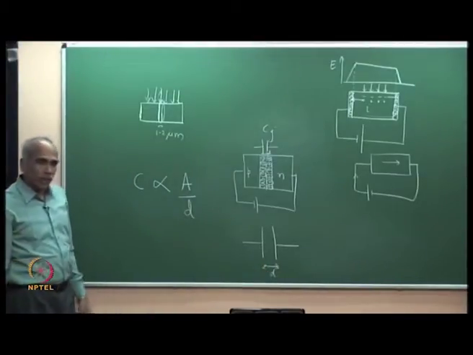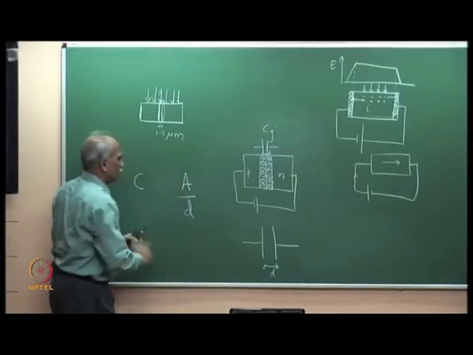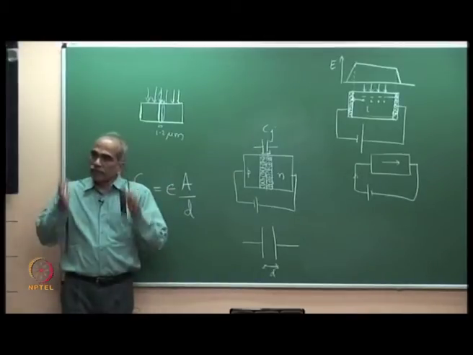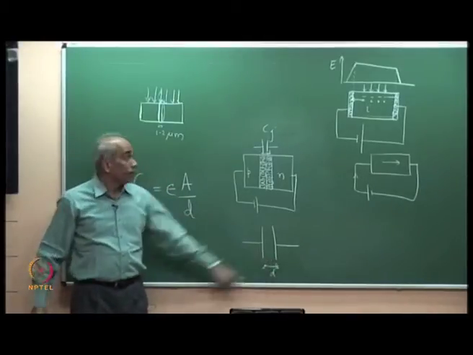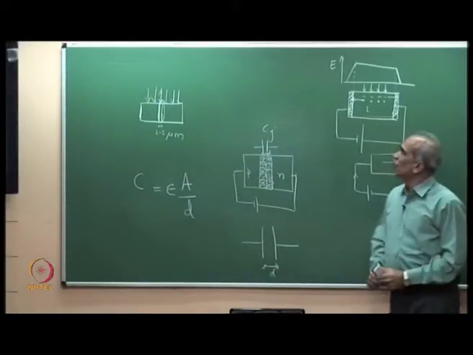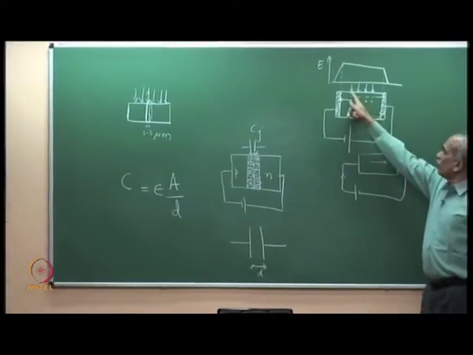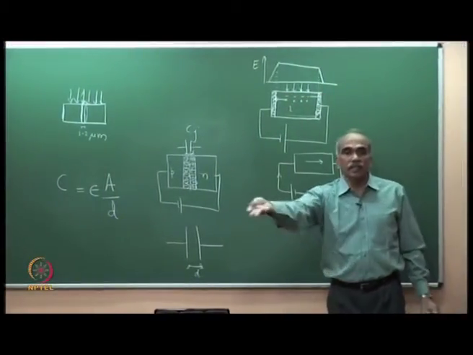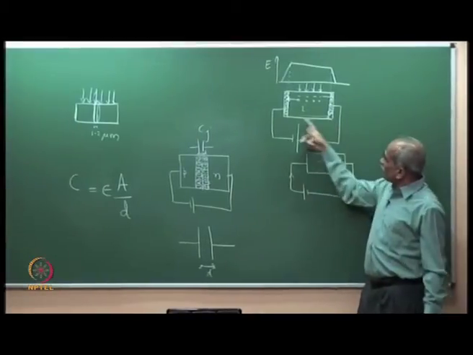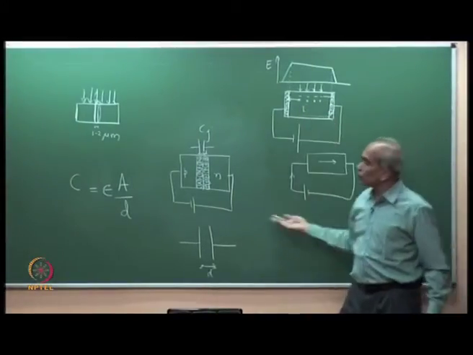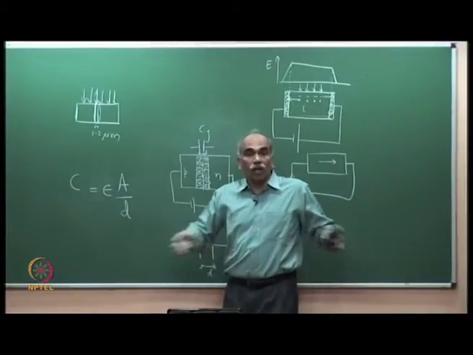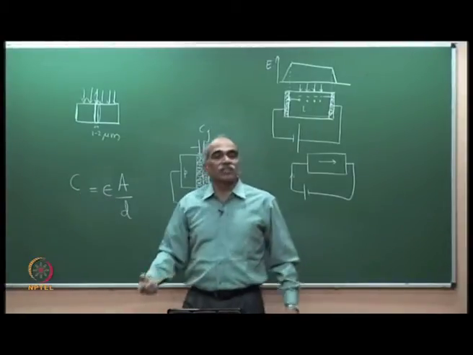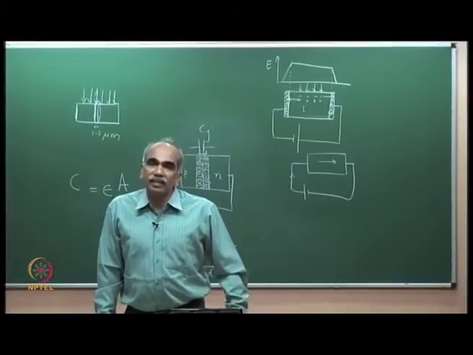C is proportional to A by d, or C is equal to epsilon into A by d, where A is the area of the plates and d is the separation between them. By introducing an I region, again let me repeat, one, we have got a larger capture area for photons, which will increase eta. Second, the junction capacitance drops, d has effectively become large, which means the junction capacitance drops. If the junction capacitance comes down, then the detector will become very fast.